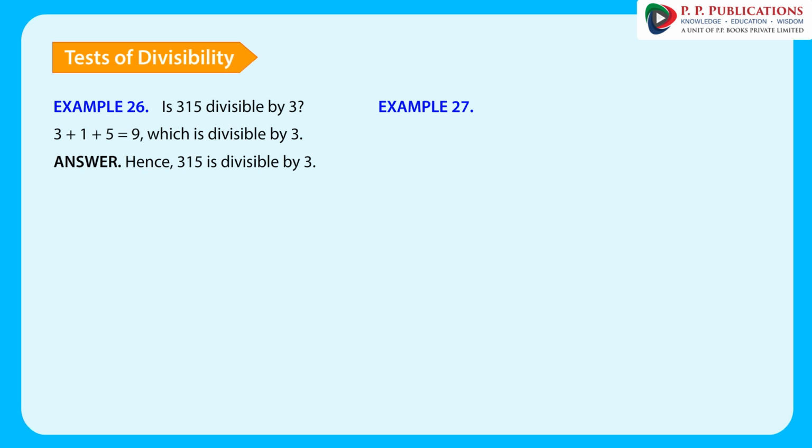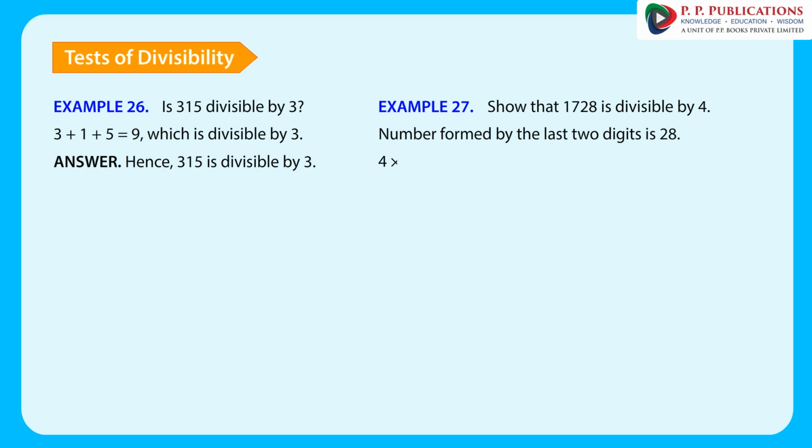Example 27. Show that 1728 is divisible by 4. Number formed by the last two digits is 28. 4 multiplied by 7 equals 28. 28 is divisible by 4. Answer: hence 1728 is divisible by 4.